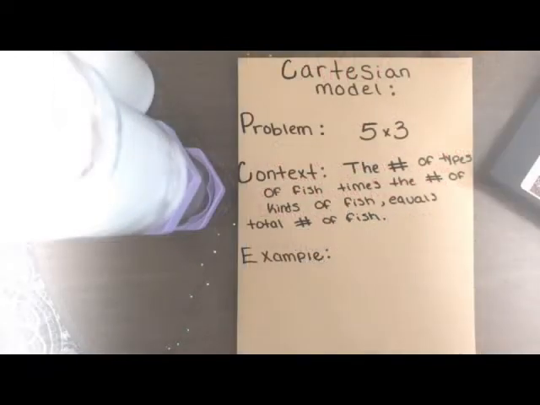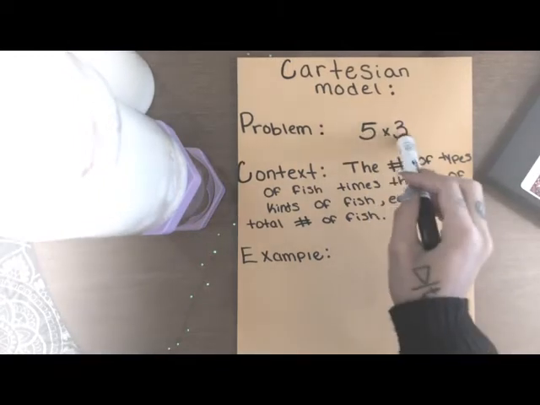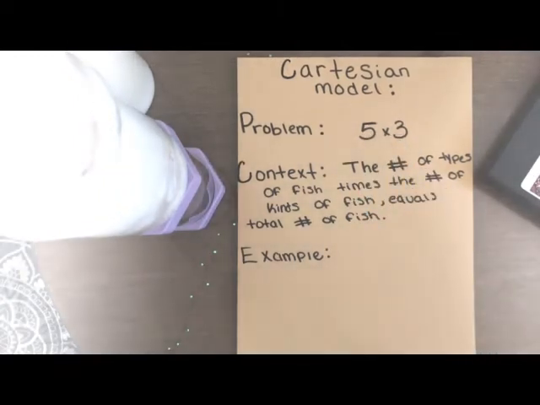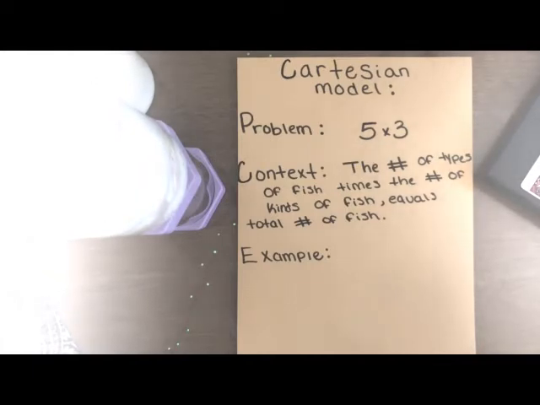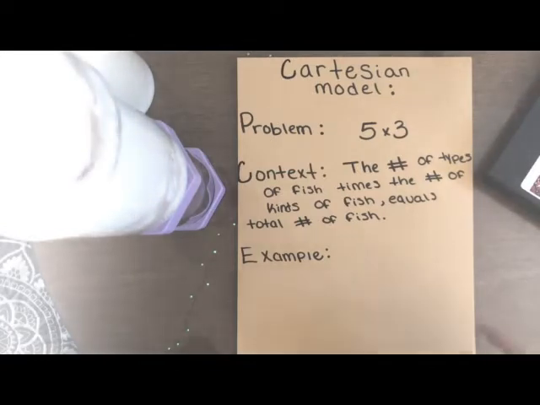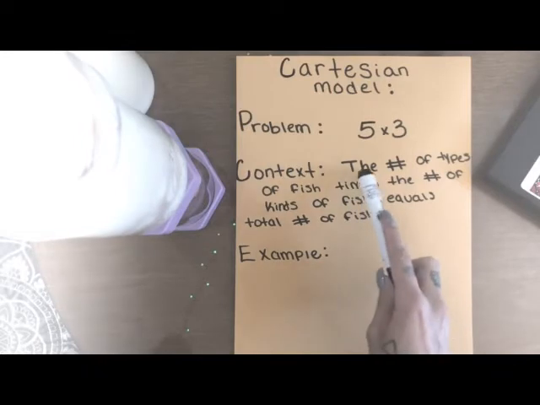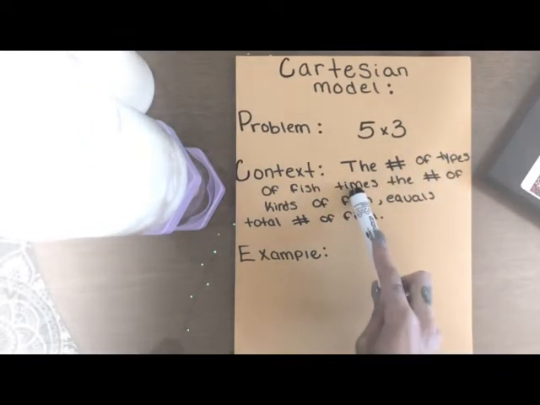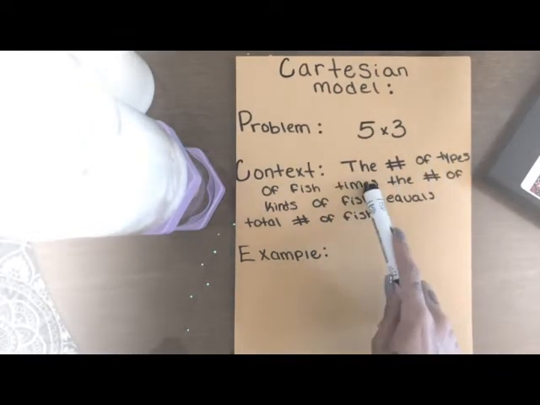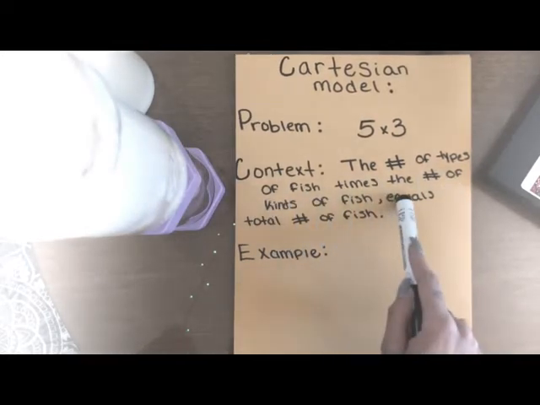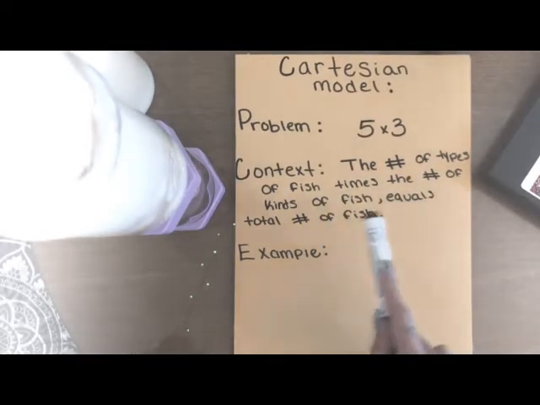The last model I will be sharing is the Cartesian model for the problem, again, 5 times 3. The Cartesian model in mathematics specifically is a set theory, the Cartesian product of two sets, A and B. In this context, we're going to be presenting the Cartesian model in the number of types of fish times the number of kinds of fish, and that'll give us our total number of fish.